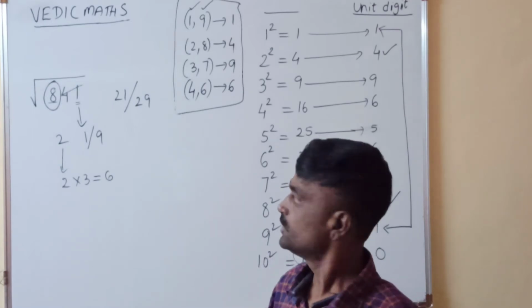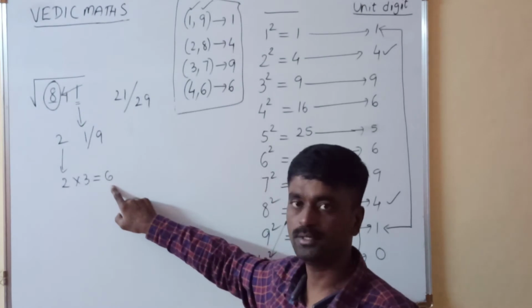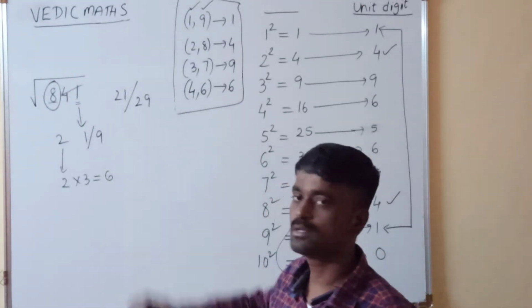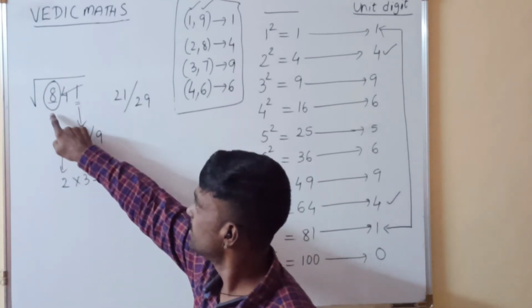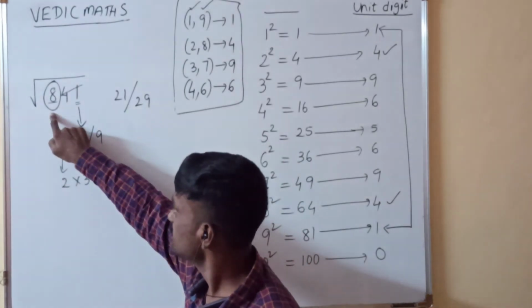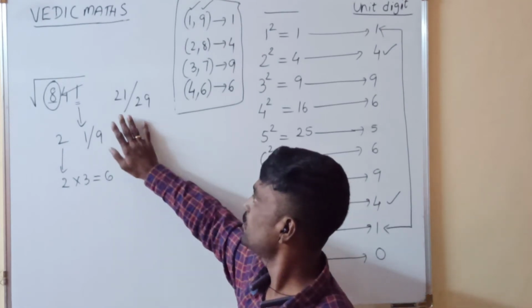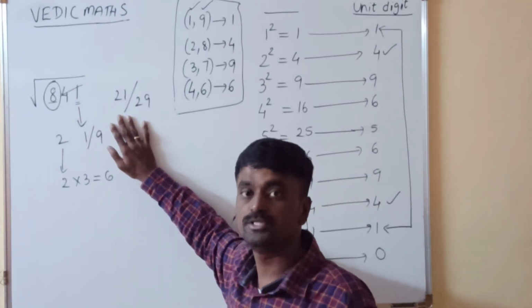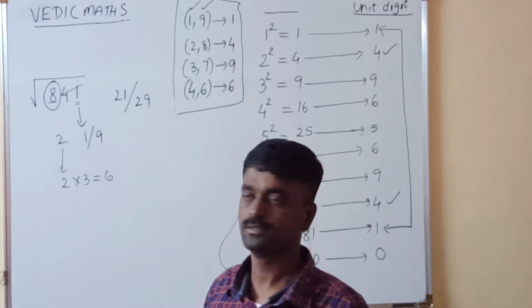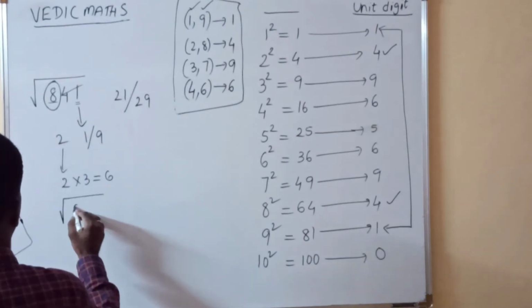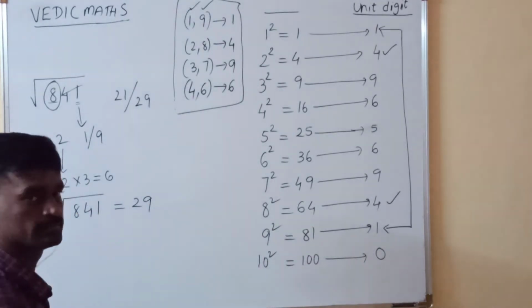Suppose whatever number is left, if it is smaller than this product, then among these two numbers we have to take the smaller number. Okay? Here the number left is what? 8. This 8 is more than this product. Then we have to take among these two whichever is the greater. Which is greater? 29. So thus square root of 841 will be 29.